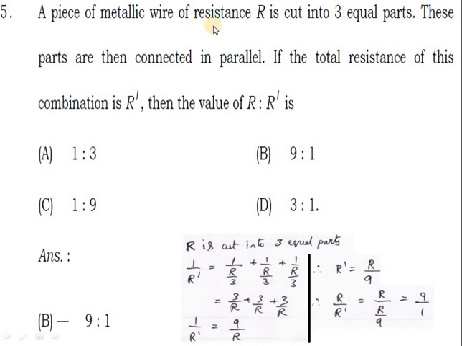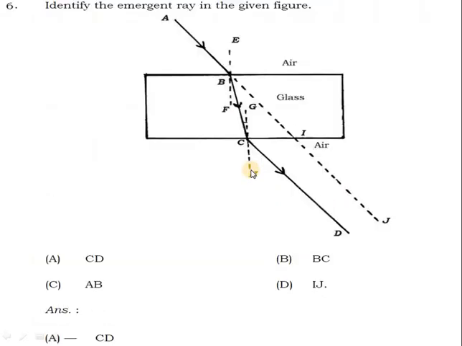A piece of metallic wire of resistance R is cut into 3 equal parts. These parts are then connected in parallel. If the total resistance of this combination is R dash, then the value of R is to R dash. So here, the resistance is cut into 3 equal parts, means each part is R by 3. So the value of R dash becomes R by 9 as shown here. So R dash is equal to R by 9. So R by R dash is R by R by 9, which is 9:1. So option is B, 9:1.